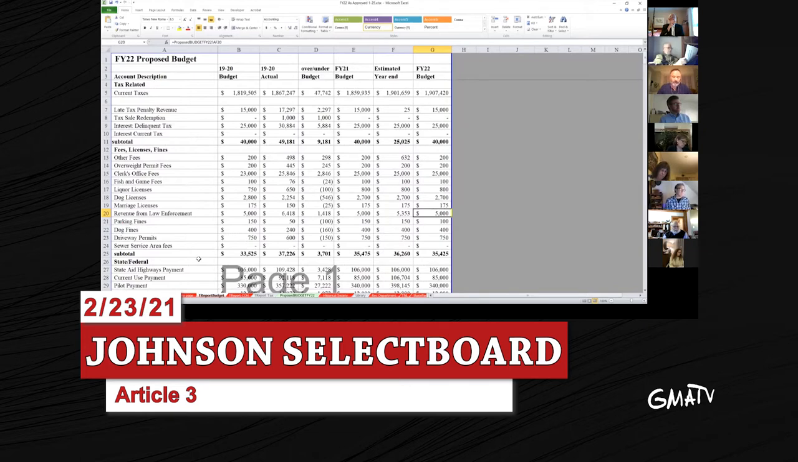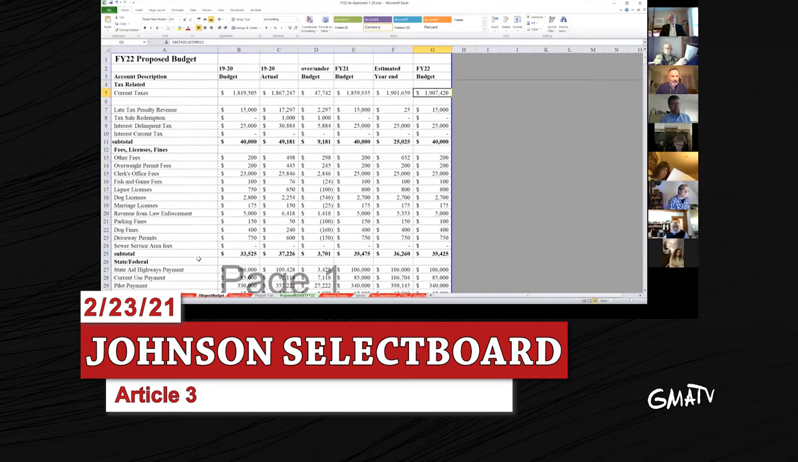Like I said, current taxes, if you go all the way over to column G, is $1,907,420. That would come out to be approximately 82.5 cents on the grand list, which is very, very close to what you had last year, and I'll show you how that impacts you later.